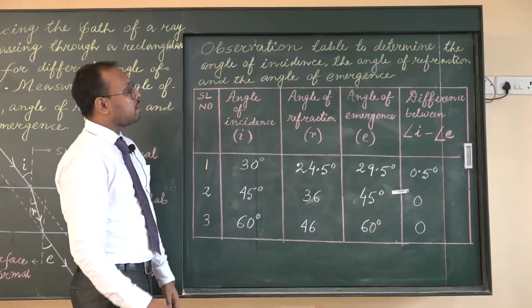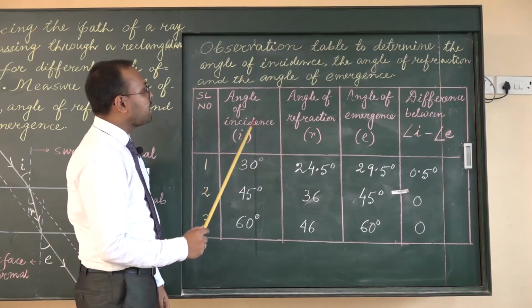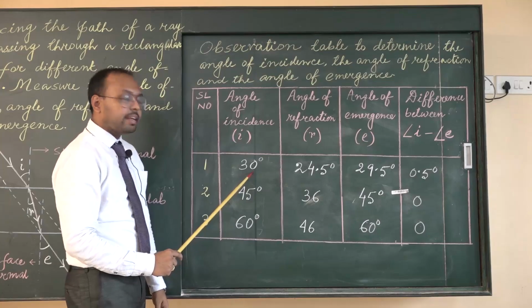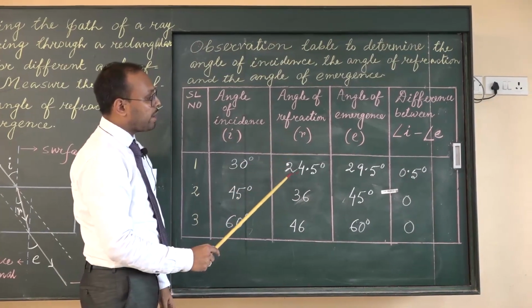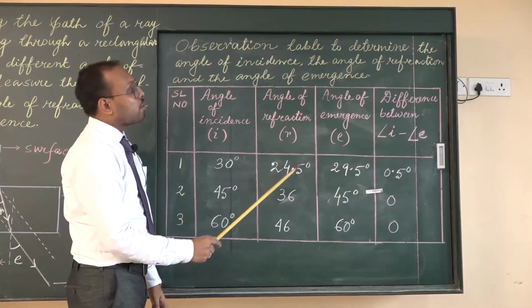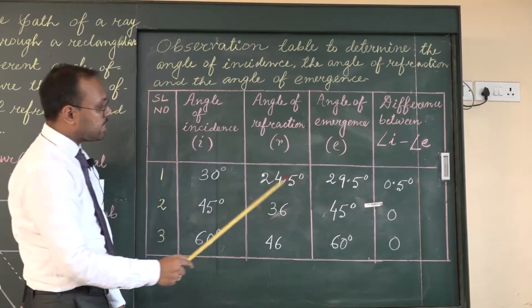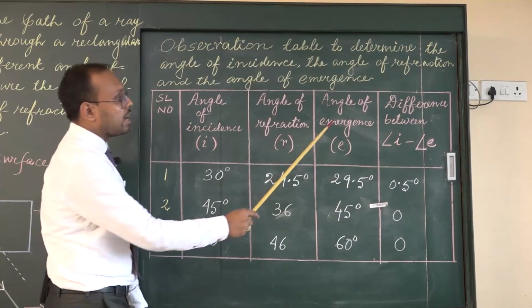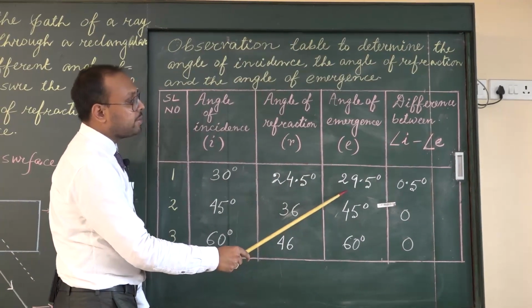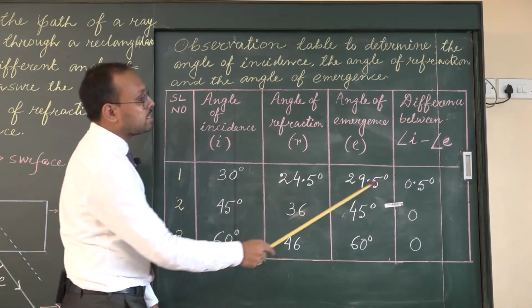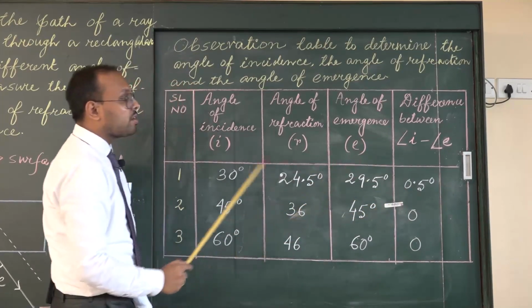According to the observation we have just taken, for the first angle of incidence, 30 degrees, we got the angle of refraction to be 24.5 degrees. The corresponding angle of emergence was 29.5 degrees. Now, as you can see, the angle of incidence is 30 degrees and the angle of emergence is 29.5 degrees. So, the difference is 0.5 degrees. This is for our first reading.